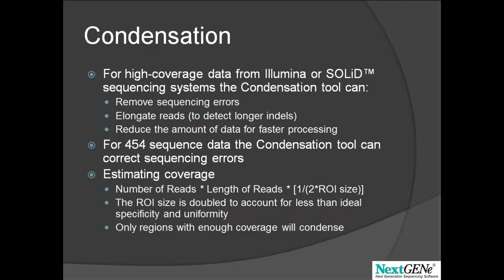You can estimate the coverage of your region of interest by multiplying the number of reads by the length to get total base pairs. Divide this by twice the size of your regions of interest. The actual coverage may be higher or lower depending on the specificity, uniformity, and how many reads have aligned. For example, 8,072 base pair reads have about 115x coverage for a 5 megabase capture region.